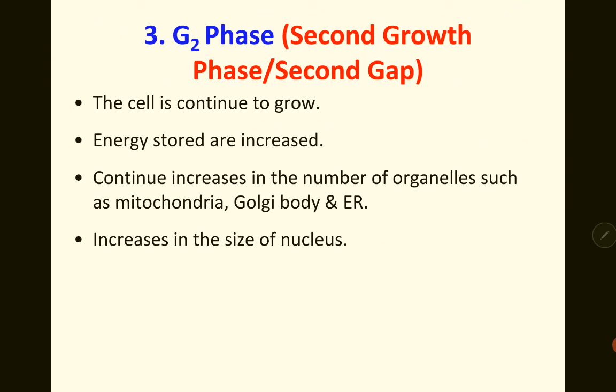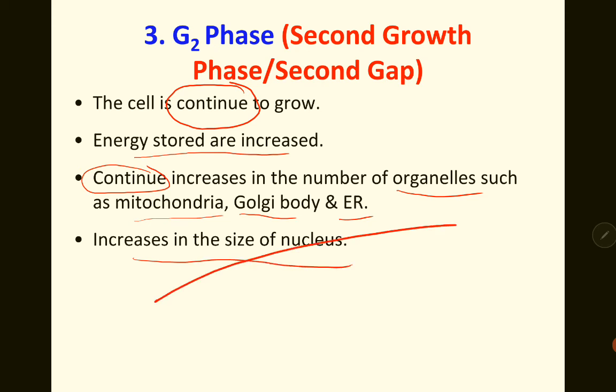So now G2 phase, second growth phase, the cell continue to grow. So note that the word continue here. So just now G1 phase, the cell already grow. So now the cell is continue to grow, energy store increase, so that later when they enter the mitosis, the energy is enough to divide the cell. So they continue to increase in the number of organelles. So again, continue, because this is not the first time the organelle increase in the number. It has already happened in G1 phase before. So now G2 phase, they just continue to increase in the number, such as the mitochondria, Golgi body, and ER, and increase in the size of the nucleus.